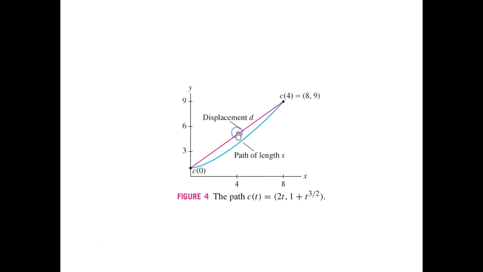A particle travels along a path, C of t is equal to, blow it up. Particle travels along a path, C of t. There it is, right there. The hand is pointing at it here. You see the hand? Yeah, okay. That's your C of t. Okay, 2t, comma, 1 plus t to the 3/2.